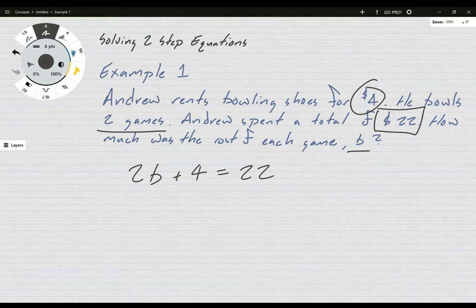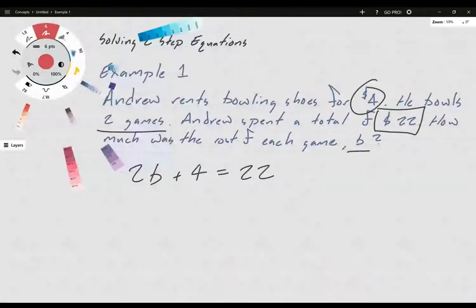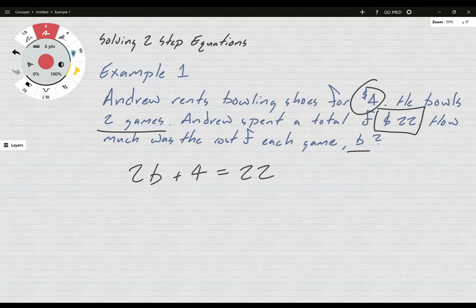I have my variable term of 2b, I have my constant term of 4, and then I have the total of what it equals. Now, when we are solving equations, we need to make sure that we are using inverse operations because our objective is to solve for b. So we have to get that by itself somehow. To do that, I need to use inverse operations. So I can't do anything to the 2b yet because I have this plus 4 attached to it. So I need to get rid of this plus 4 by eliminating it, by making it equal 0. So I'm going to subtract 4 on one side.